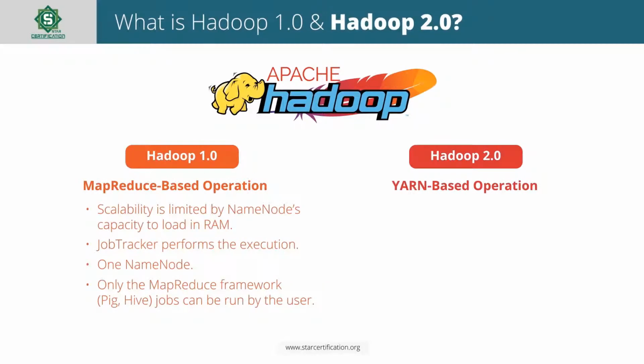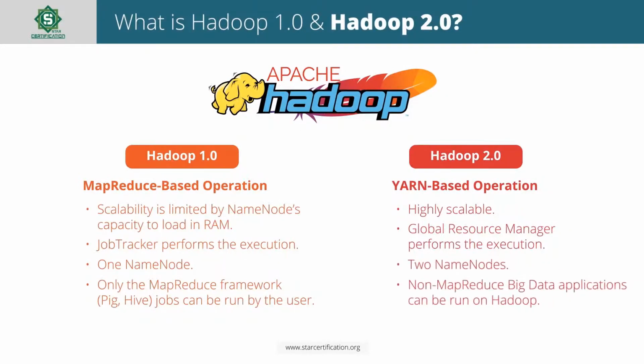And Hadoop 2.0 is highly scalable. Global resource manager performs the execution. Two name nodes. Non-MapReduce big data applications can be run on Hadoop.